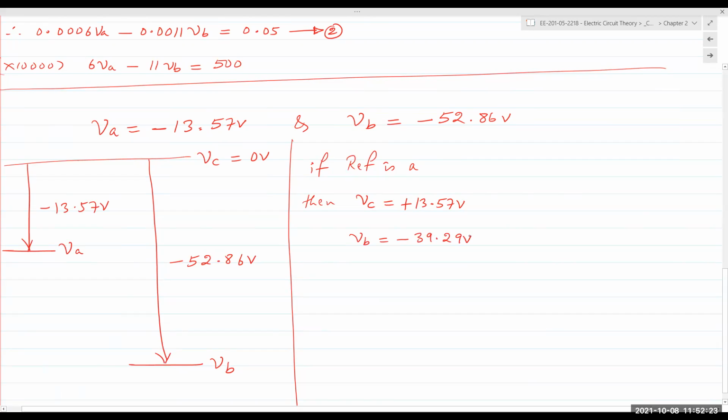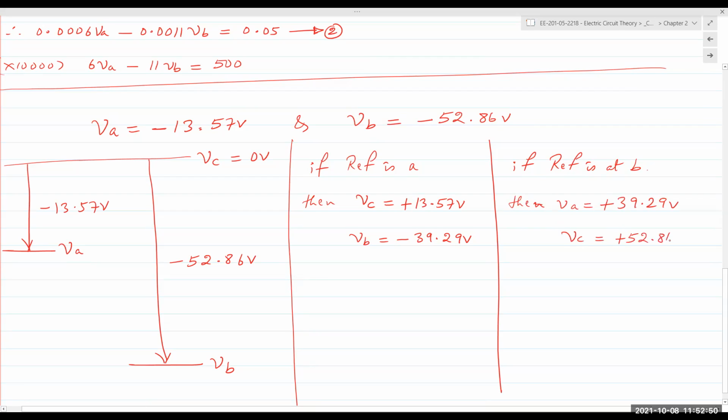And then one more point to illustrate is if your reference is at B, then VA would be equal to plus 39.29 volts and VC would be plus 52.86 volts. Okay, that's all the numbers mean.